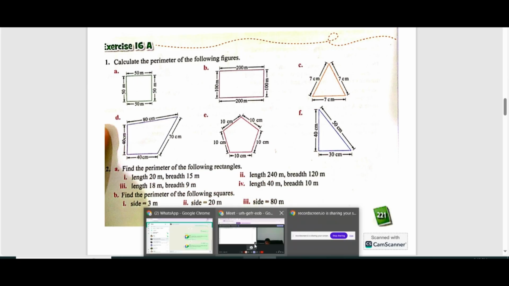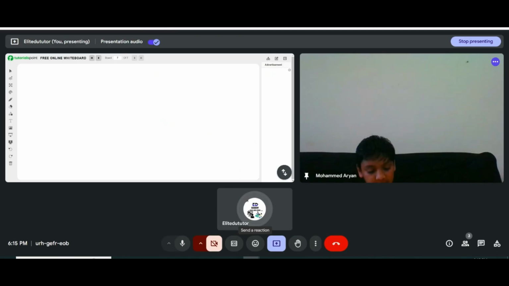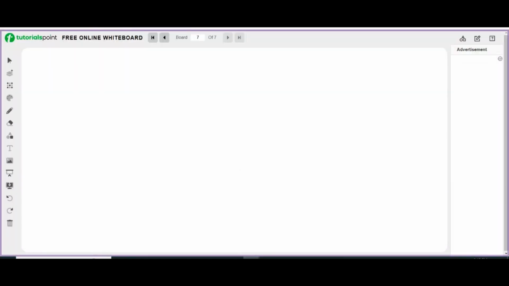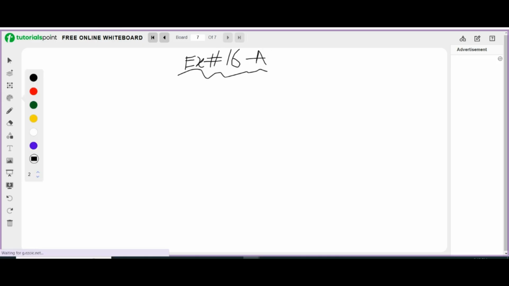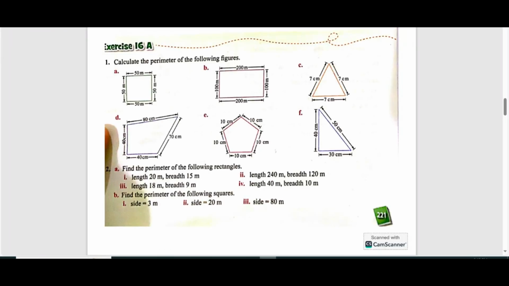Okay, I will start. We have to start from exercise 16A, and I will start from question number 1. In question number 1, we have to calculate the perimeter of the following figures.